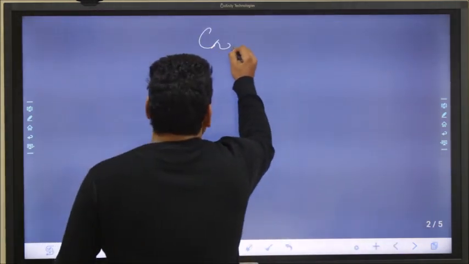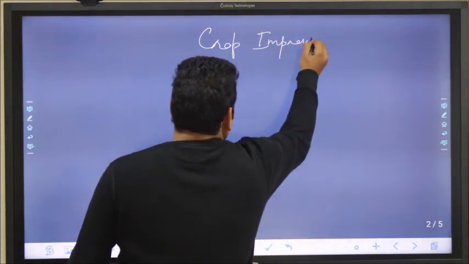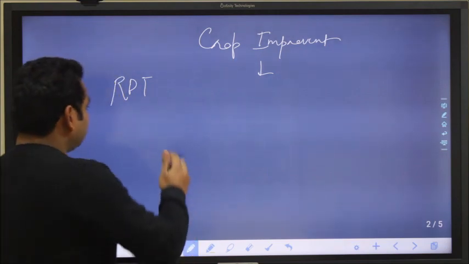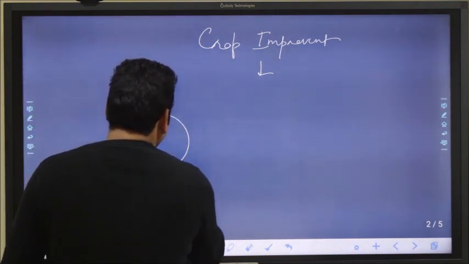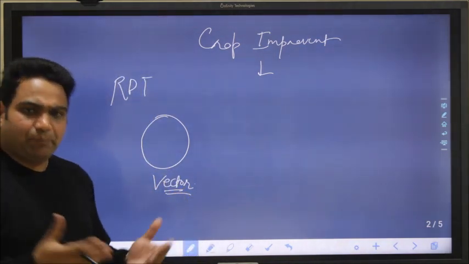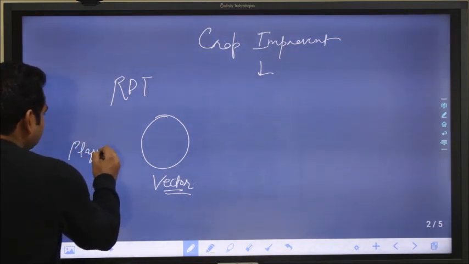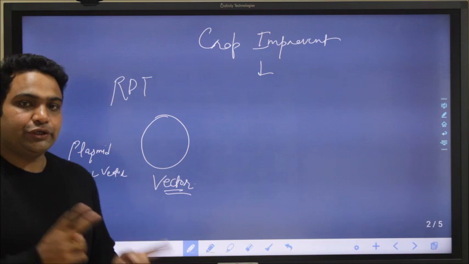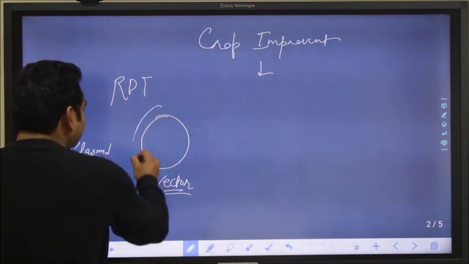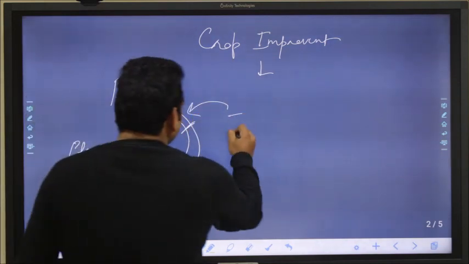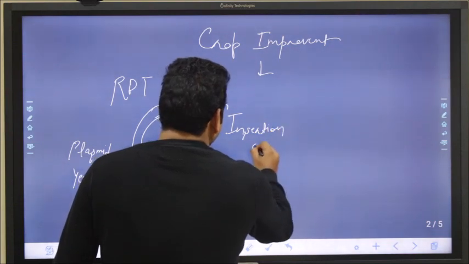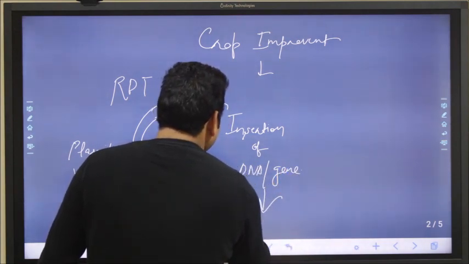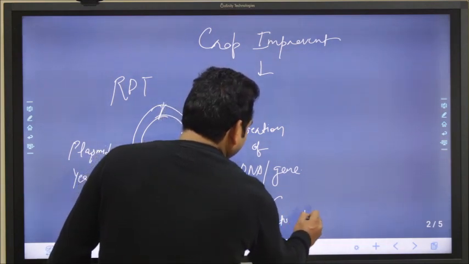After that, I want to discuss more. If we talk about crop improvement, we are talking about RDT. In RDT, we are using a vector. The vector can be a plasmid vector or a yeast vector, depending upon the size of the DNA we want to introduce into the host cell. The vector has a site for insertion of a particular DNA, or we can say a specific gene which will express into the desired protein.